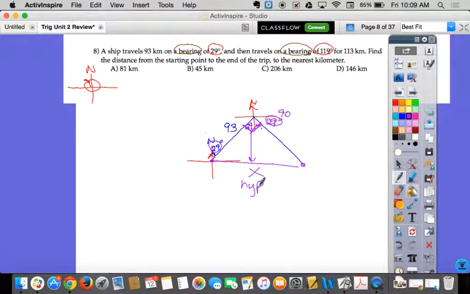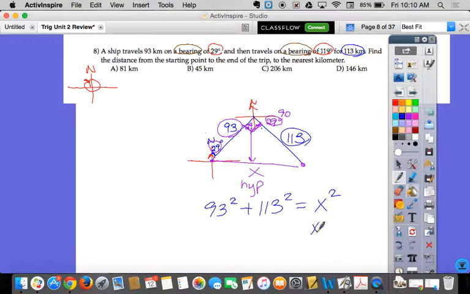Now we put the 93 here. I did not put the other one in the diagram. 113. So basically all we need is Pythagorean theorem. We have got 93 squared plus 113 squared equals x squared, or c squared, whichever one you want to use. You basically just need your calculator. When you type those in, I really wouldn't take the time to write down anything else. Just make sure you do square root of answer. And we are rounding to the nearest whole number, so 146 is what we need.